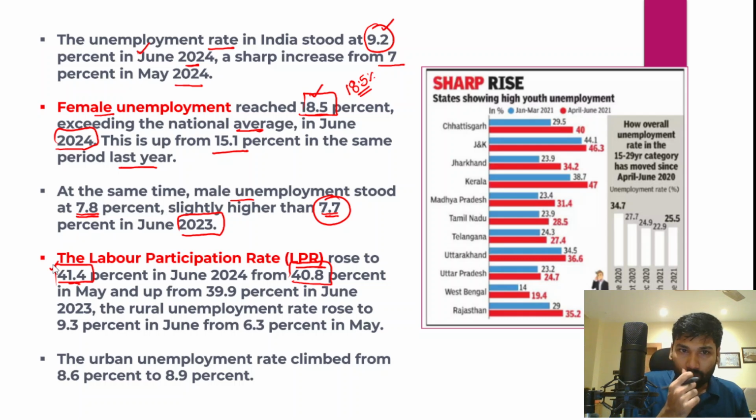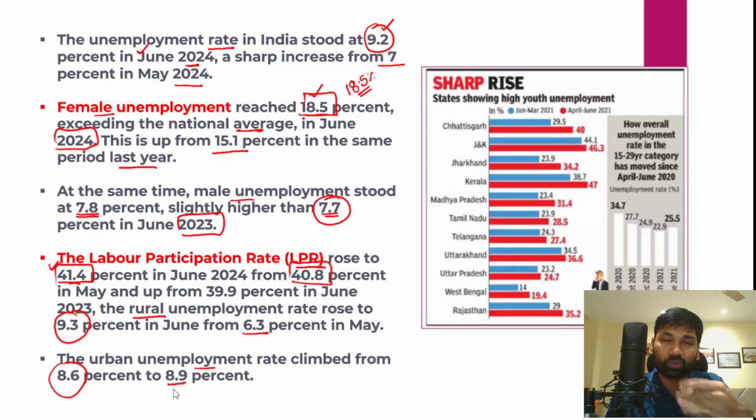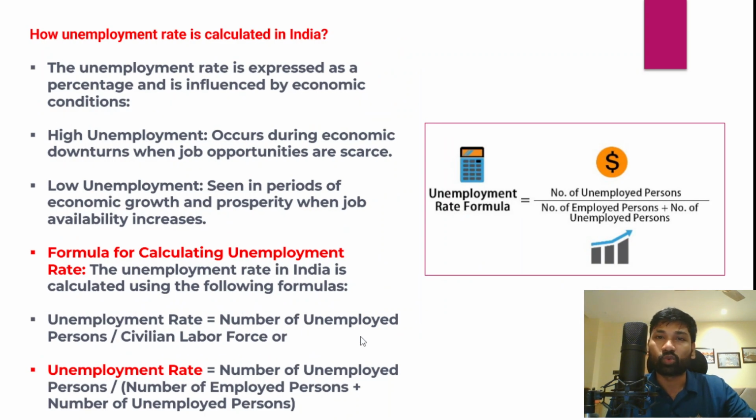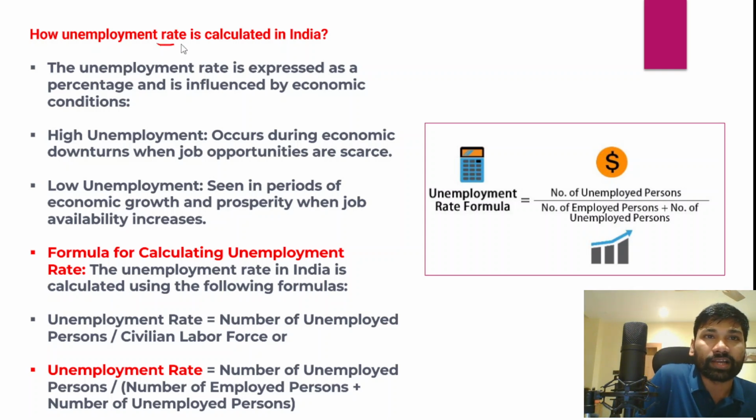However, when we talk about rural unemployment, the rural unemployment rate increased to 9.3% in June from 6.3% in May. So there is a substantial increase in the rural unemployment rate compared to May of this year. And urban unemployment has also climbed from 8.6% to 8.9%. So this is some data with respect to the existing unemployment rate across India, both rural and urban areas. Now it is important that we understand how the unemployment rate is calculated.